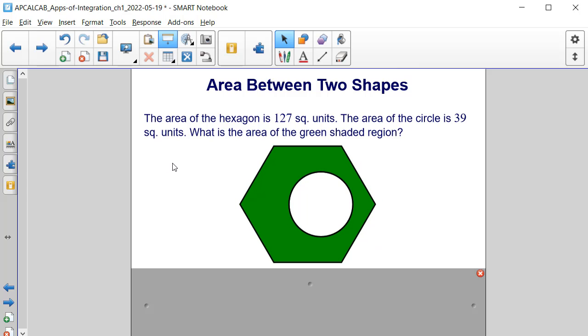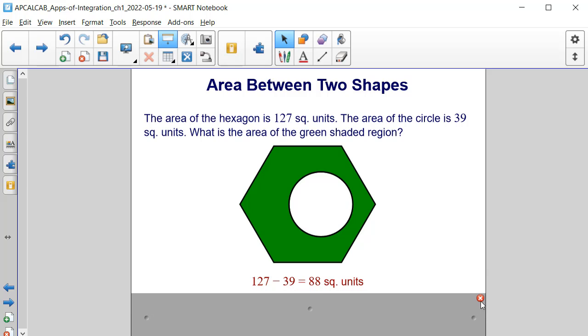Calculating the area of obscure shapes involves either adding or subtracting multiple areas of polygons or shapes that you have here. In our case, since the shaded region is outside of the circle but inside of the hexagon, we have to subtract. So we're going to take the area of the hexagon, 127 square units, and subtract from it the area of the circle, 39 square units, to get an area of 88 square units.